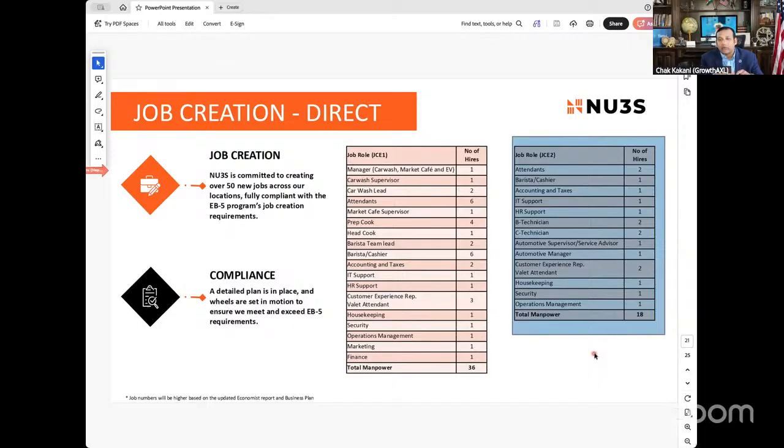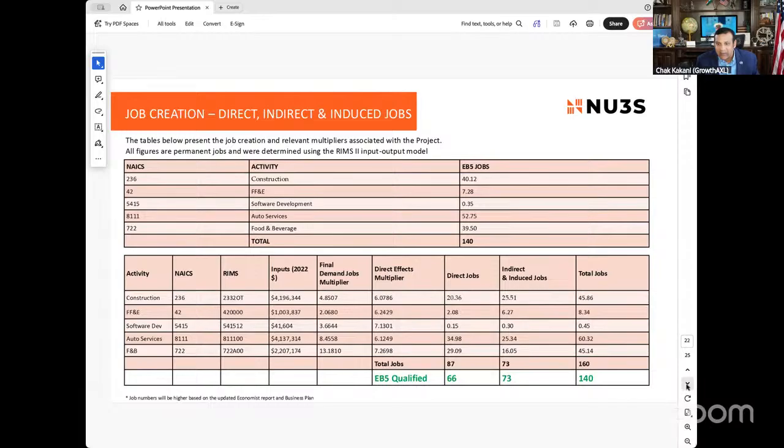And we have offer letters out to 7 of them in JCE2. They've accepted the offer. We're waiting for a certificate of occupancy and starting. So 18 plus 36, 54 direct jobs. By the way, what are direct jobs? Those are W2 payroll that we have.